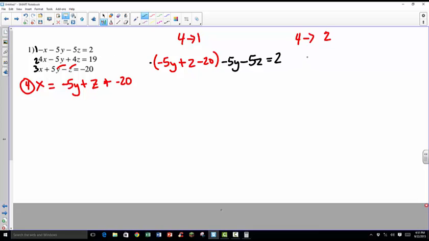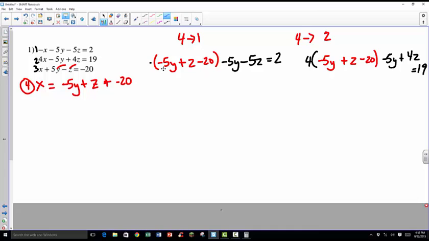We're going to do the same exact thing for equation 4 into equation 2. So I'm going to take 4 times whatever the value of x was, which we said was minus 5y plus z minus 20, and then put in the rest of our problem. It's minus 5y plus 4z equals 19. All right, so we have all of that. Let's go ahead and clean this up a little bit and see what it looks like.